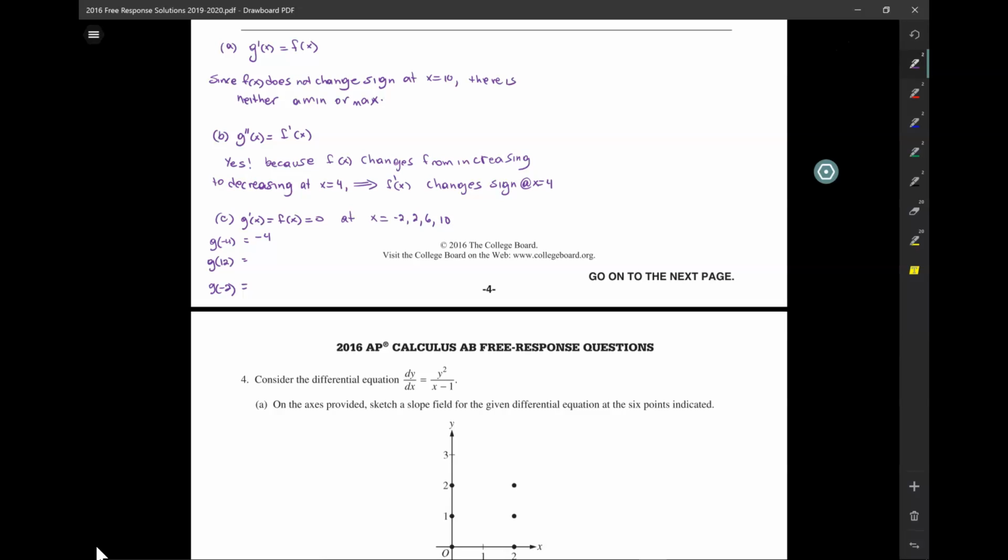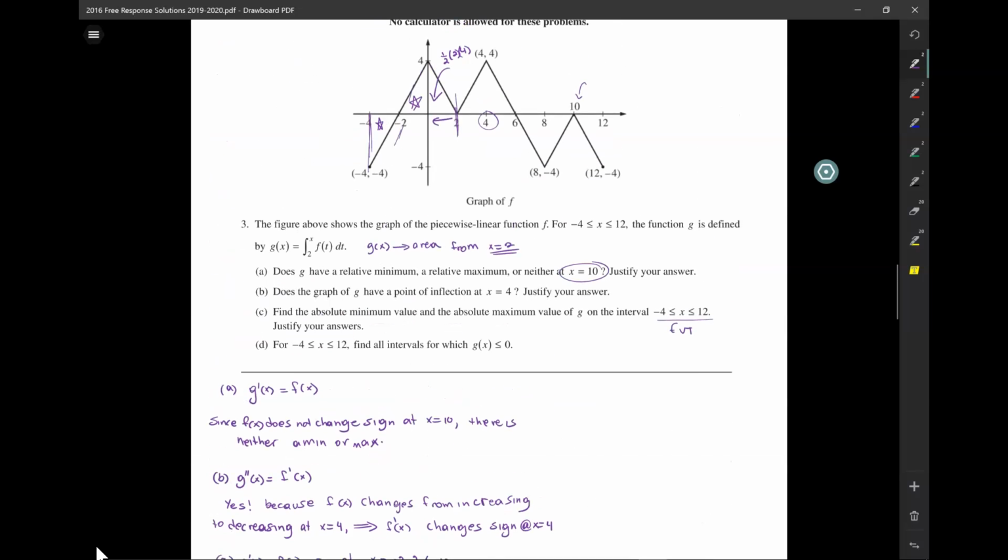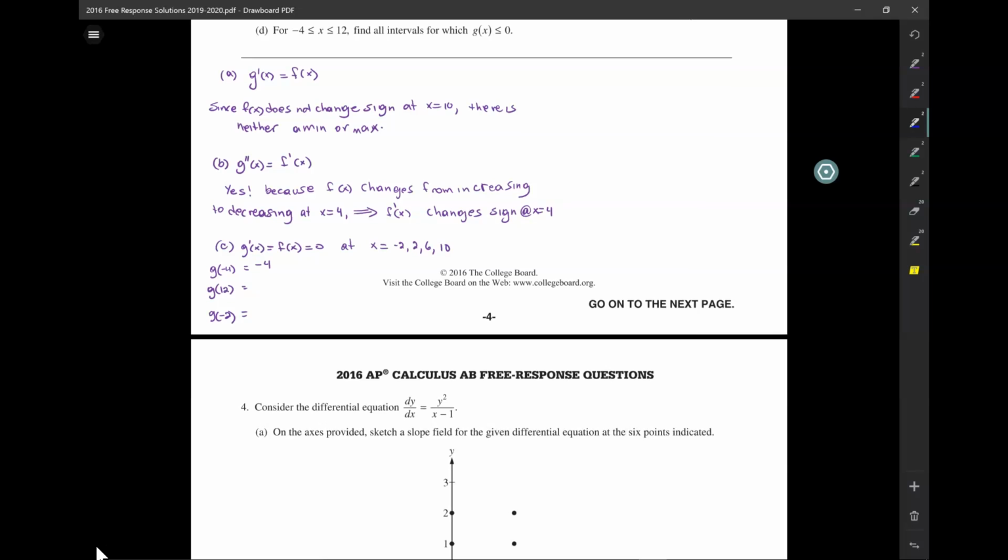Okay. G of 12, now that's the area starting at 2 and going over all the way to here. Okay? Alright, so take a look. The area here is 8. The area here is 8. The area here is 4. So if I want to go from 2 to 12, the 8's cancel, so it's just negative 4.